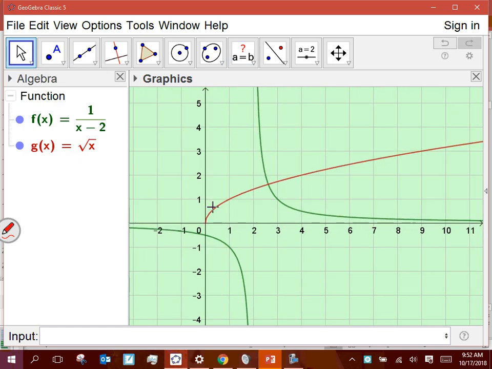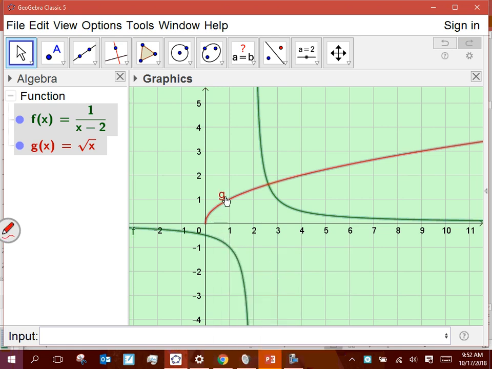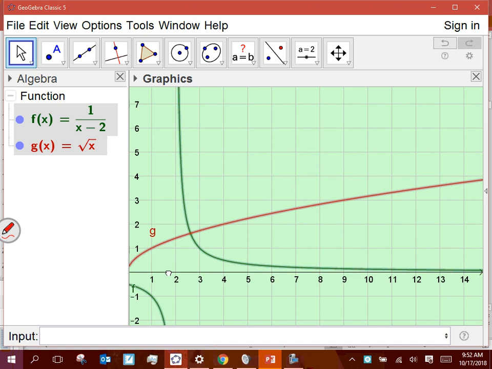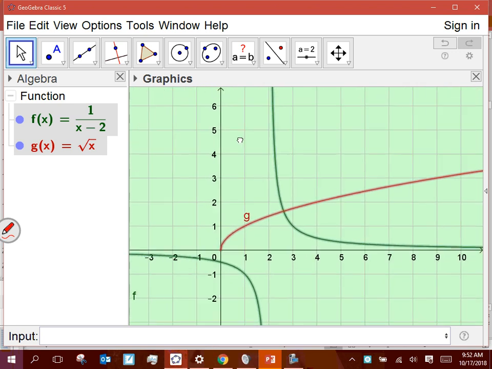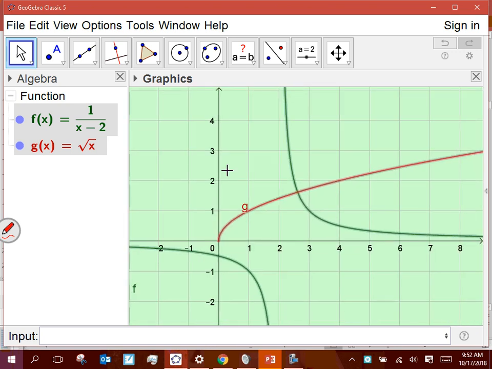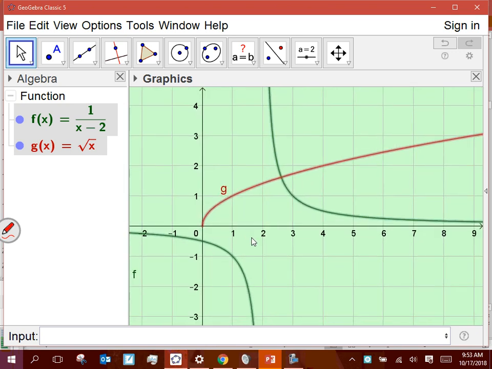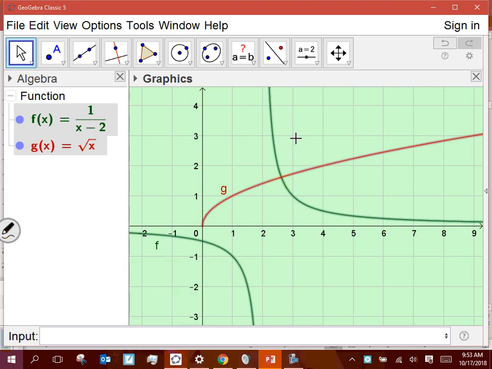Now, what happens? See if we put the names on these. There's G. Well, it won't let F slide down. So that's G, so you know the green one's F, right? Close enough.